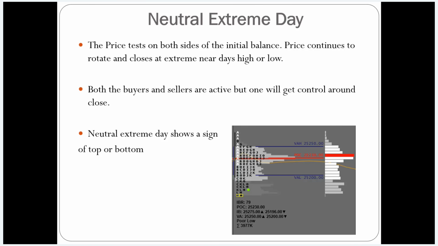So that is where in a neutral extreme, the continuation is likely to happen. Okay. So price tests both sides of the initial balance, price continues to rotate inside it, then someone takes charge and closes at the day's high or day's low. Okay. So when a neutral extreme day happens at the lower side, that means the market is bottoming out. When it happens at the higher side, that means the market is making a top.